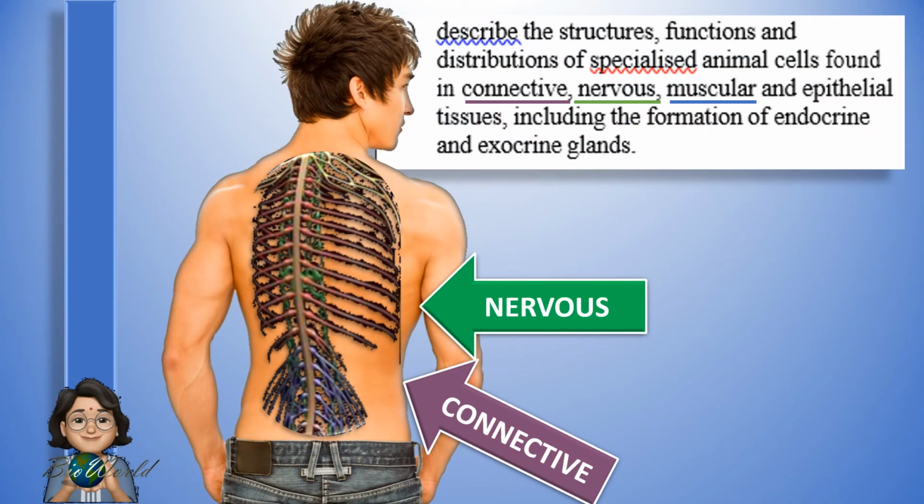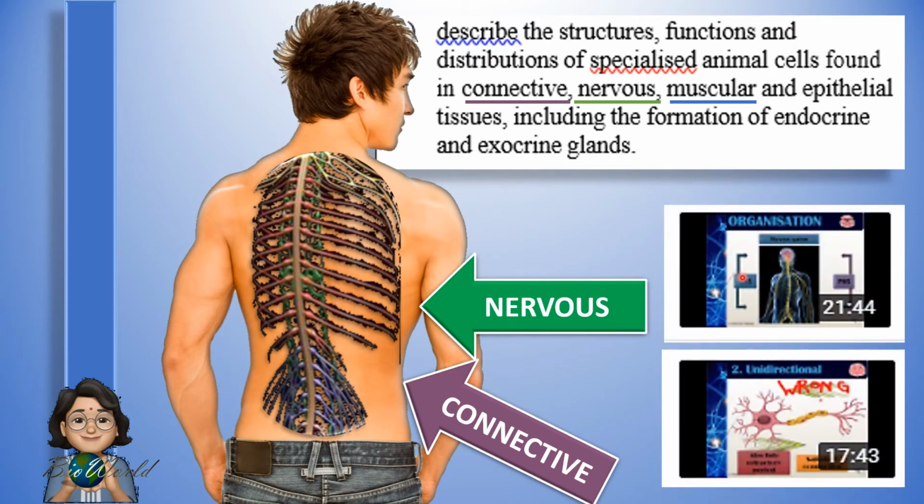Now that we've completed the muscular tissues, let's move on to the nervous tissues. In semester 2, we will learn about the nervous system. So if you're interested, you can view my semester 2 videos on the organization of the nervous system as well as the characteristics of neuron. But now, let's focus on semester 1, where we are only going to discuss the nervous tissues.